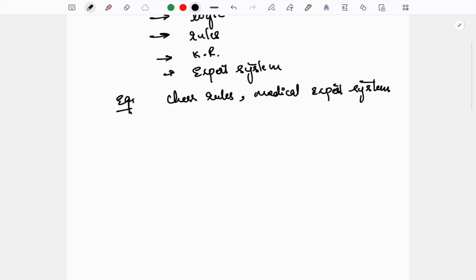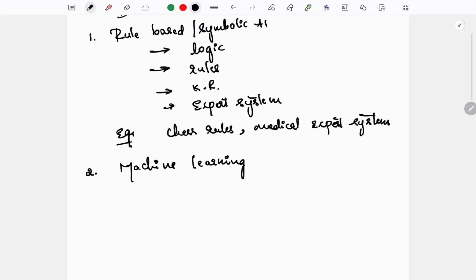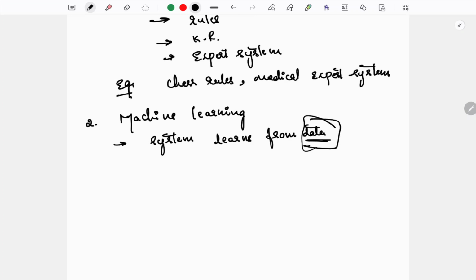Now, in the same dimension 1 we have machine learning. Rule based, as I mentioned, has defined rules and logic, and an expert system designed to act a certain way. But what about machine learning? The system learns from the data here. We don't need to mention any specific explicit rule. The system itself learns from the data.